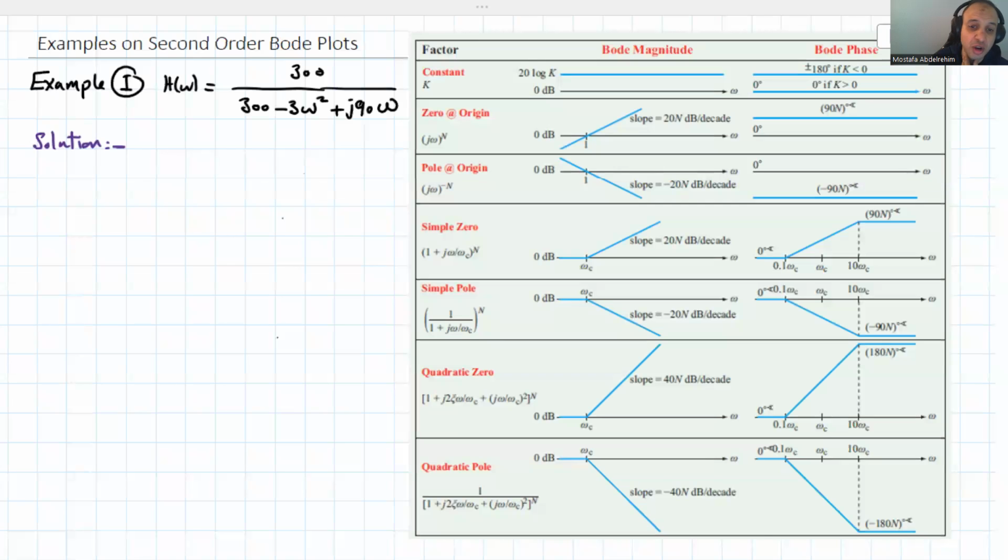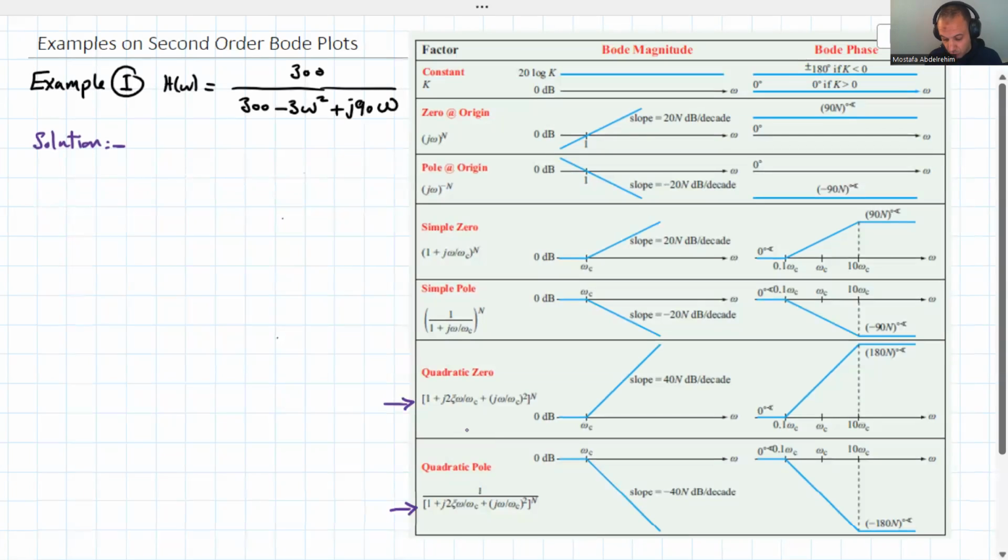Hello guys, in this video we're going to continue our discussion about the second order Bode plots, or basically quadratic poles and zeros, which are basically these simple standard forms. Last lecture we gave an introduction about these standard forms and how to draw them. We mentioned that the standard form of a quadratic pole or zero, or second order Bode plot, will be something like that.